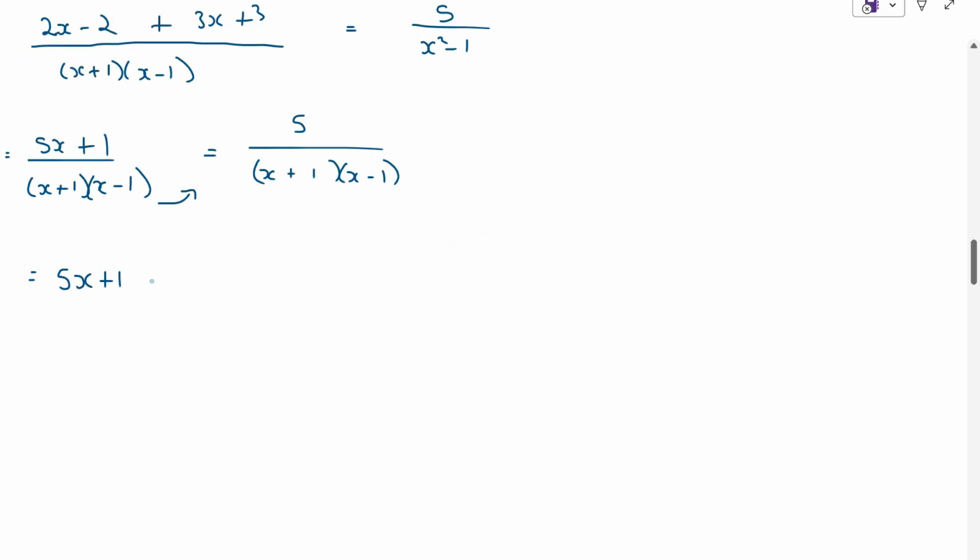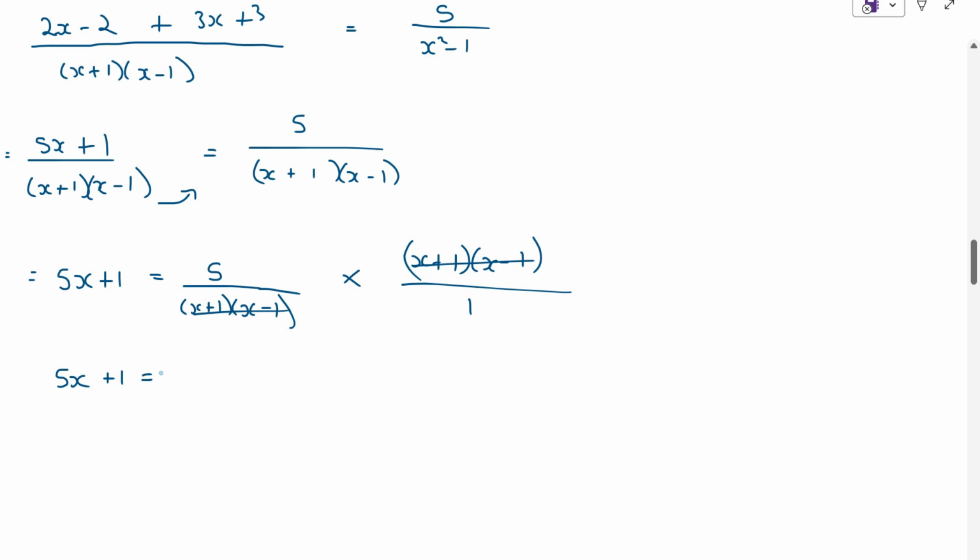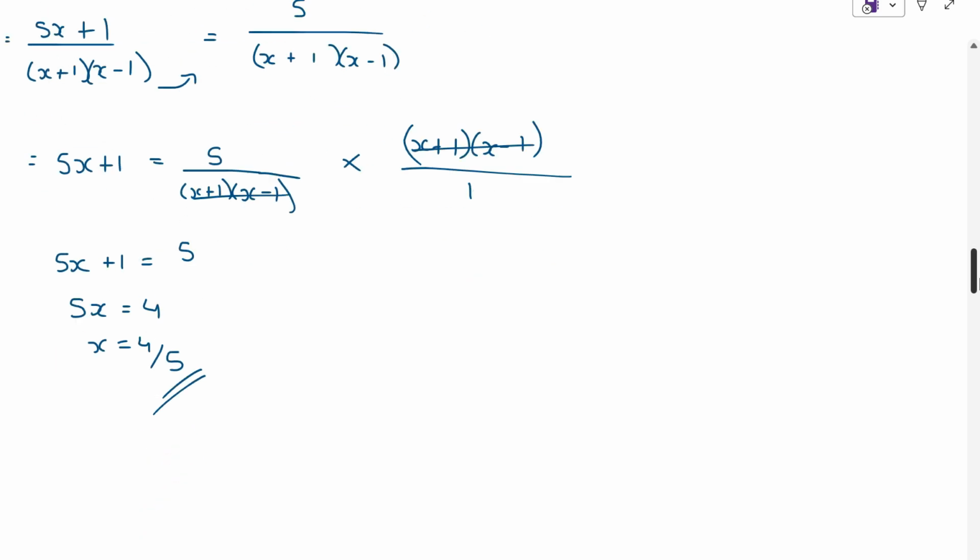So we're going to have 5x plus 1 equals 5 over x plus 1, x minus 1, multiplied by x plus 1, x minus 1 over 1. And we can see these two are the same, so they cancel out, leaving us with 5x plus 1, which equals 5. So now we want x on its own. So it's a lot simpler now to solve. 5x equals 4. x equals 4 over 5. Okay, that's 4 marks there.